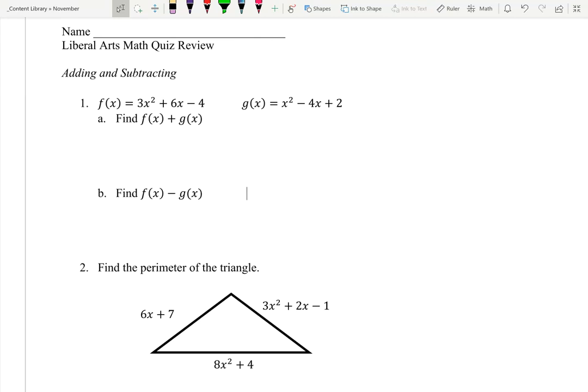All right, so here we go with our quiz review. This quiz review is going to be talking about adding and subtracting polynomials as well as multiplying polynomials. So we're going to start here at number 1, which is adding and subtracting.